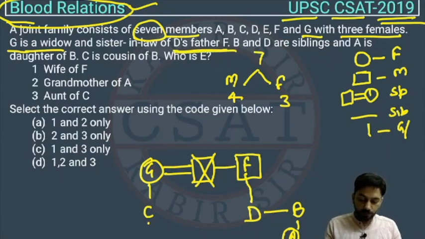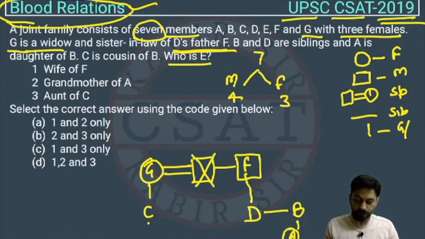So now they are asking who is E. So E will come in this figure only. It can come anywhere. So they are asking who is E. So E is wife of F. So E can come here also. This is right. E can come here also.